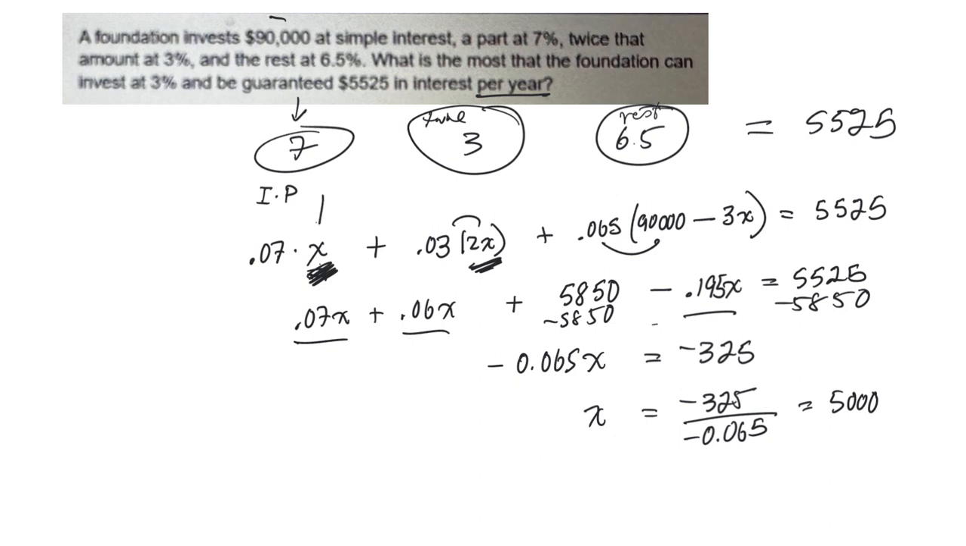So that's this thing right there. So to invest, I'm going to put $5,000 in at 7%. And then it says twice that amount at 3%, so 5 times 2, so $10,000 in at 3%. And then the rest, so it'll be 90 minus 15, so there'd be $75,000 going in at 6.5%. But the question says, what's the most you can invest at 3%? $10,000.